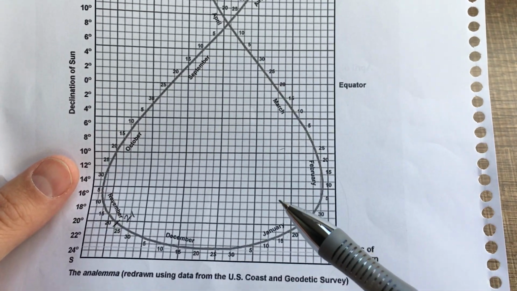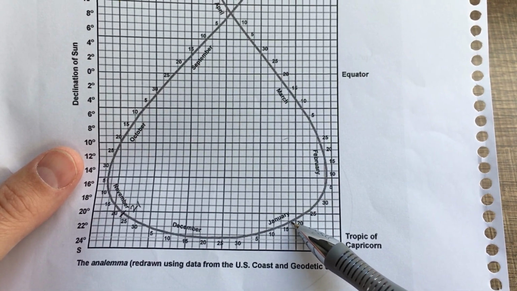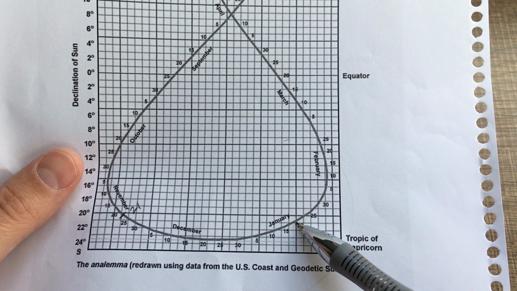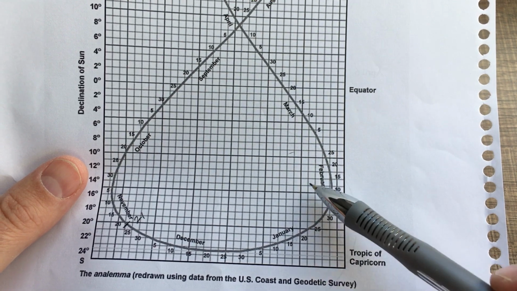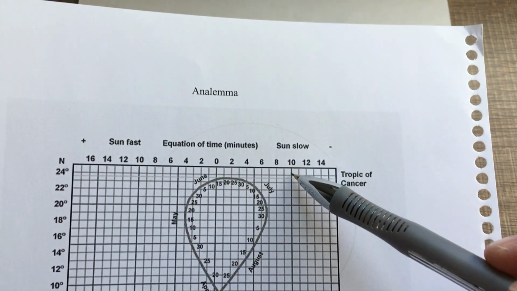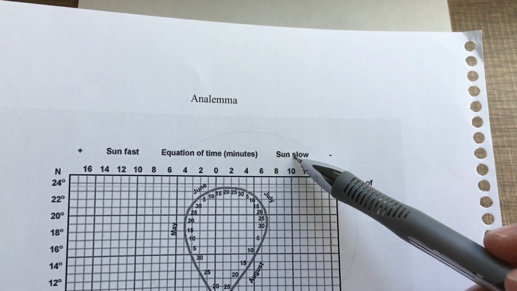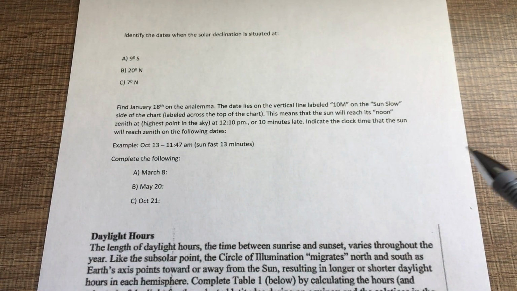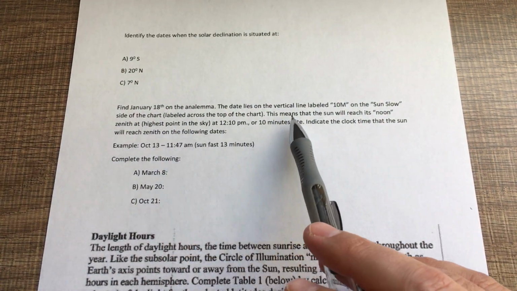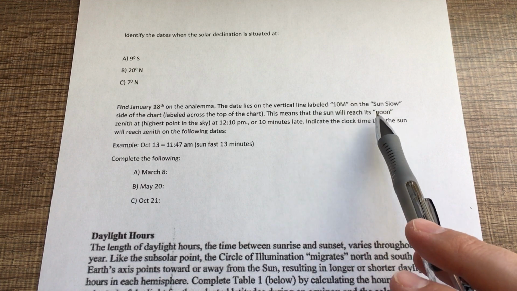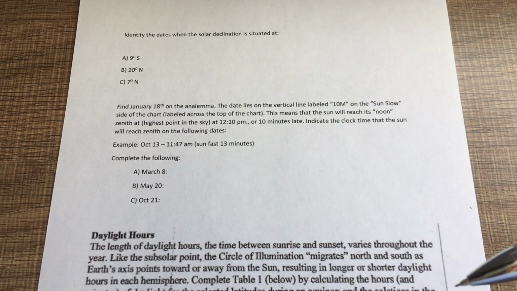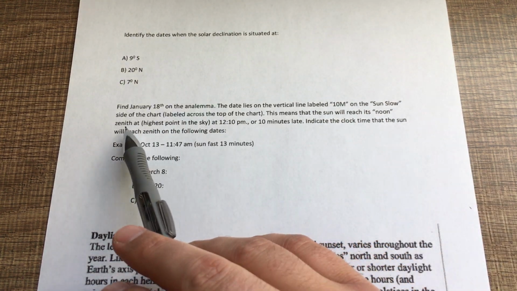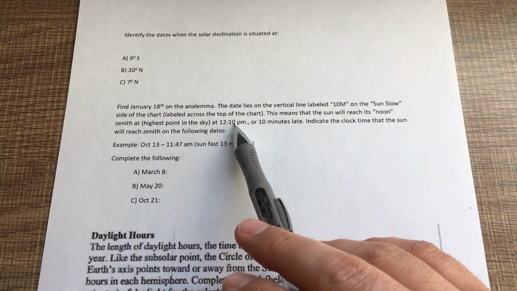Let me make sure you guys can see what I'm doing. Right here. It's talking about the vertical line being this direction. So it's saying that the vertical line is here at 10, sun slow. And this means that the sun will reach its noon, which is not technically 12 o'clock or 12 p.m., but its highest point and its zenith in the sky at 12:10.